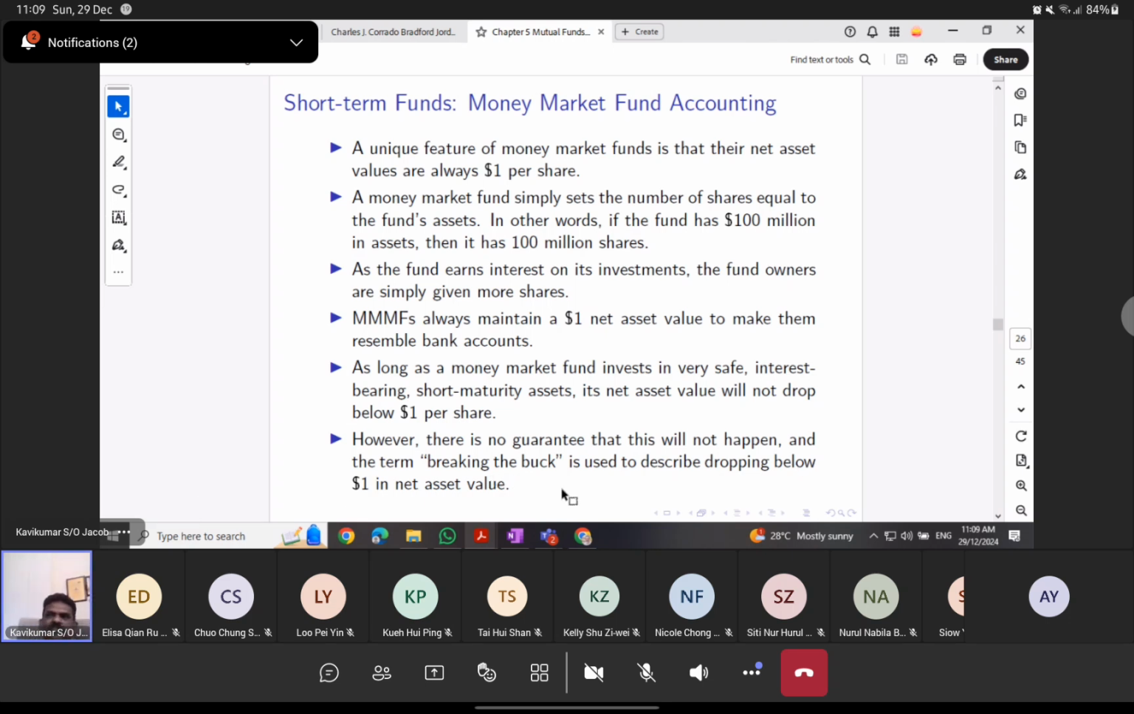So mostly, so far, the net asset value of $1 for money market mutual funds never goes below $1, because they are safer. Safer means safe and interest-bearing. The interest is not very high, because it's a short period. So you'll get a quite attractive profit, but not a very attractive one. That's why it's low risk.